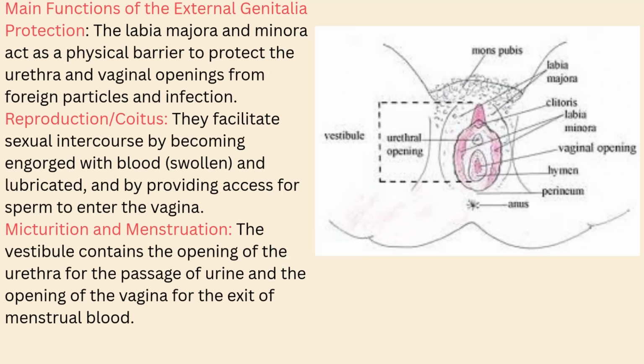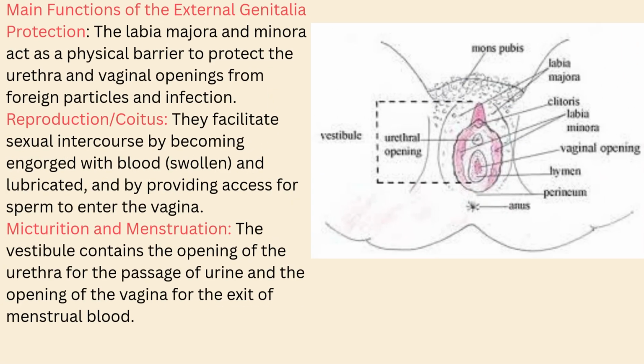The second one is labia minora. These are another pair of thin folds inner to the labia majora with which they merge posteriorly to form the fourchette, while towards the anterior end they converge into a hood-like covering around the clitoris. Now, as you can see in the figure, you can understand the detailed structure of this.